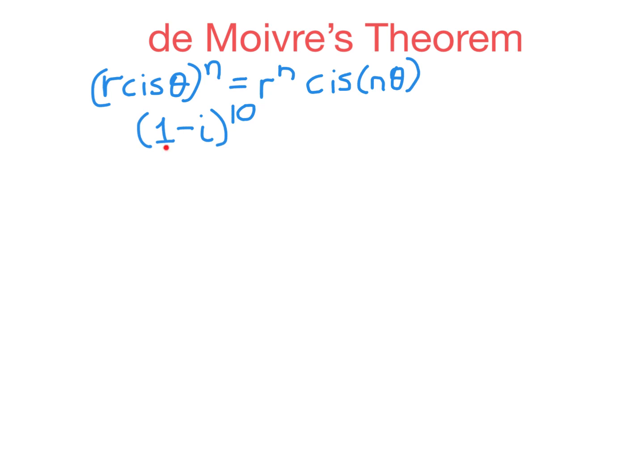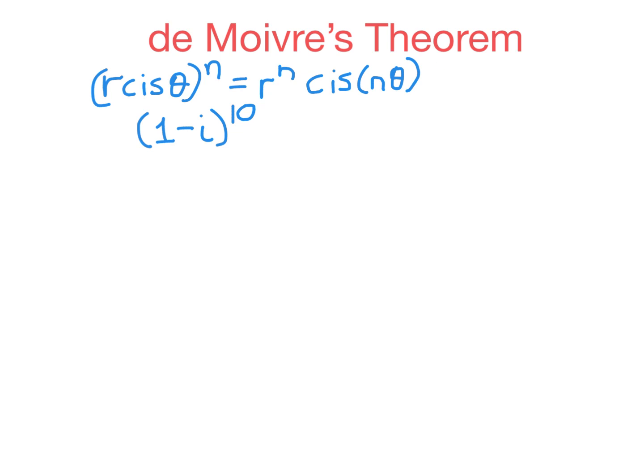Let's say we wanted to calculate (1 − i) to the power of 10. Now without this formula, we'd have to expand this, and you know that that is going to take a long time. We'd have to go to the 10th row of Pascal's triangle, there'd be 11 terms, it would take forever. But instead we're going to use Moivre's theorem.